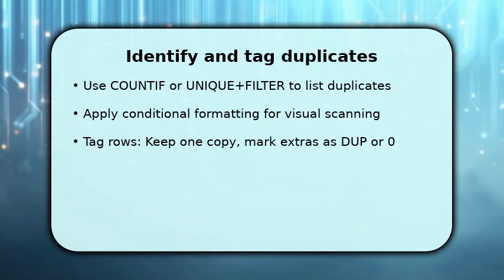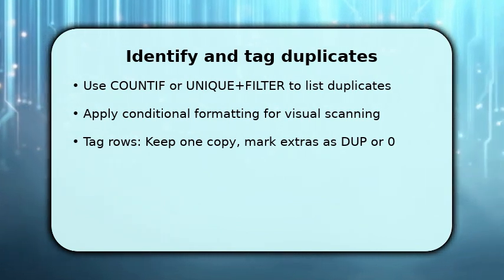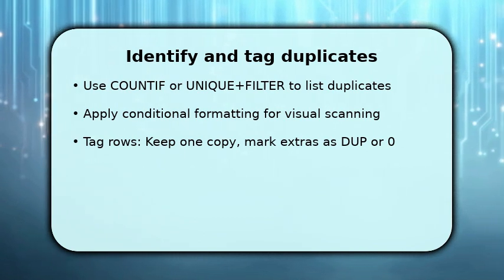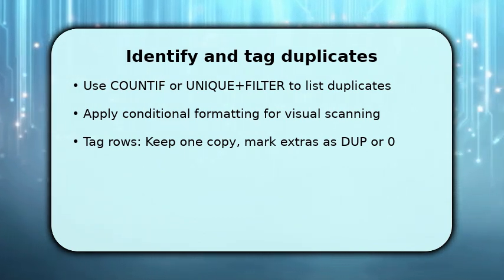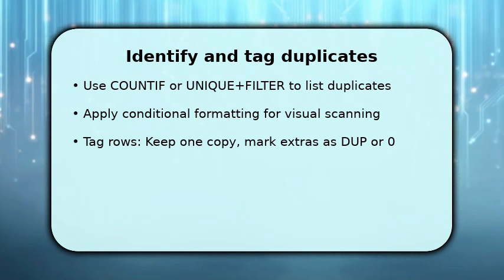For quick visual checks, apply conditional formatting with a custom formula like =$C2>1 and pick a color. That makes clusters pop. Once tagged, sort by the tag column to group duplicates.